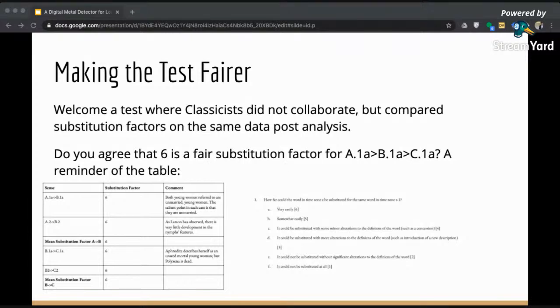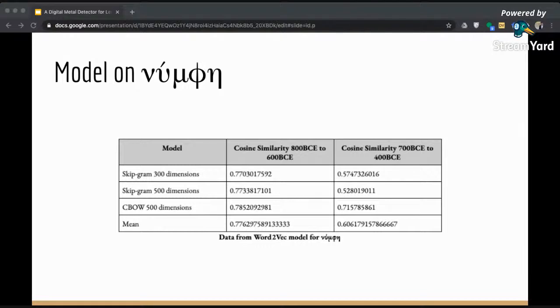I really welcome the idea that you have classicists who aren't collaborating together, in the sense that they're not talking to each other while they're working on the data, but they produce substitution factors and compare their substitution factors on that same data post-analysis. Do they agree that 6 is a fair substitution factor for A.1a to B.1a to C.1a? And then there's a reminder of the table there. Do they agree with that? I would welcome that. I think that would be a very interesting way to interrogate the data. So just a reminder of the figures on numpair there, and we can see that it roughly corresponds with what we would expect there.